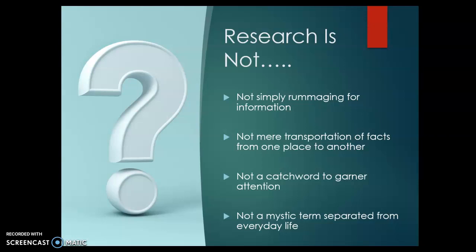Research is not a catchword to garner attention. This relates to the appeals, right? To ethos, pathos, logos, specifically ethos. Research is a word when it relates to the ethos appeal of credibility.